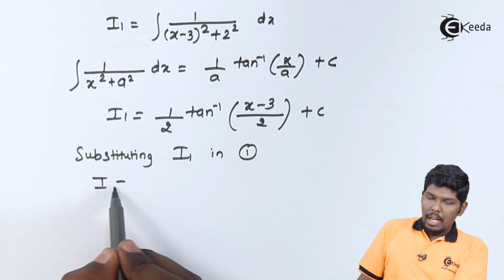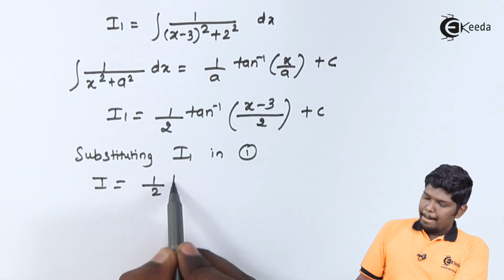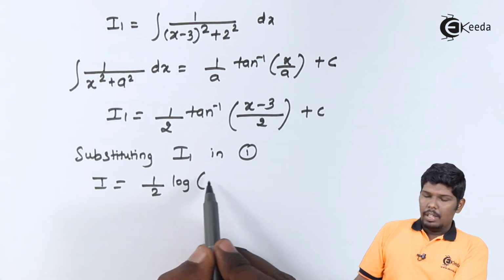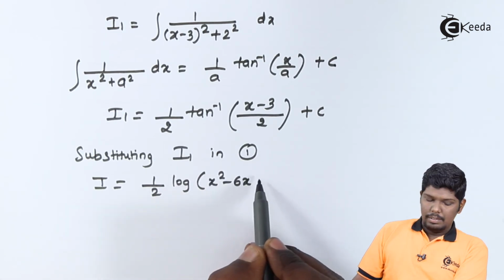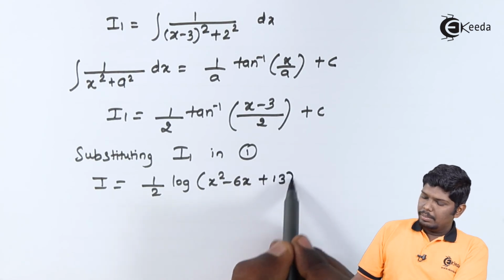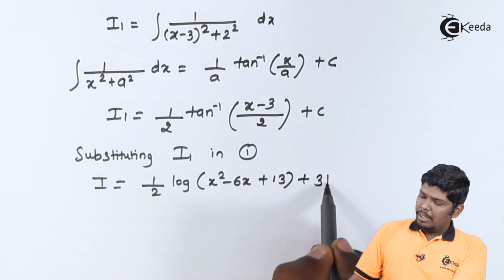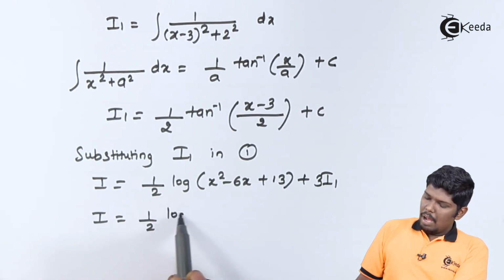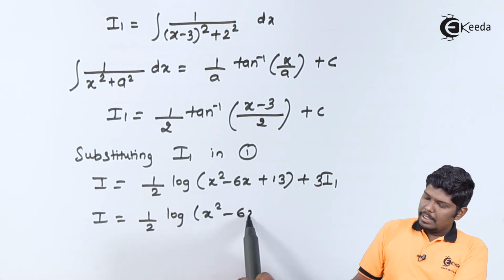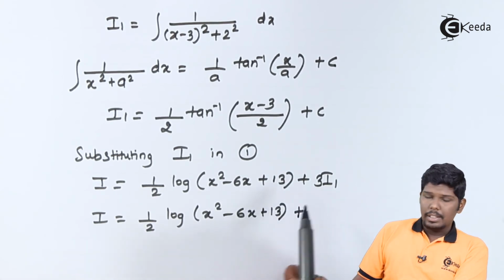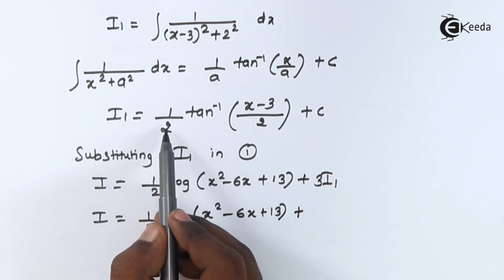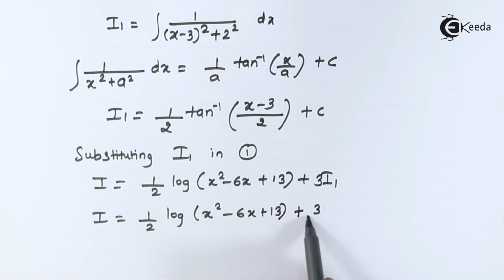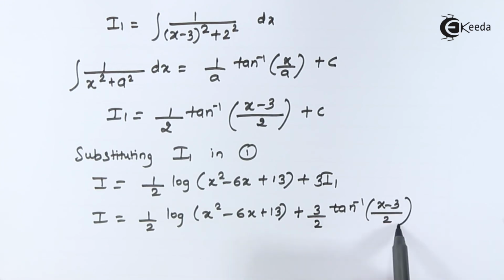Our equation number 1 was I is equal to half log x square minus 6x plus 13 plus 3 I1. This will give you I is equal to half log x square minus 6x plus 13 plus 3 into I1. I1 is 1 by 2. That is 3 into 1 by 2 will give you 3 upon 2 tan inverse x minus 3 upon 2 plus c. This is our final answer.